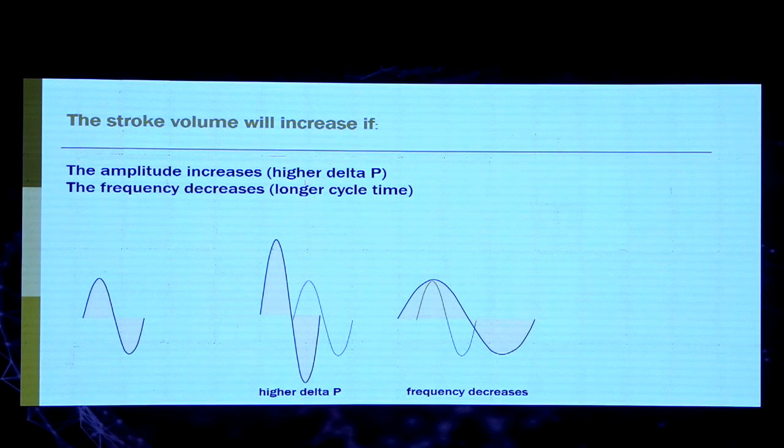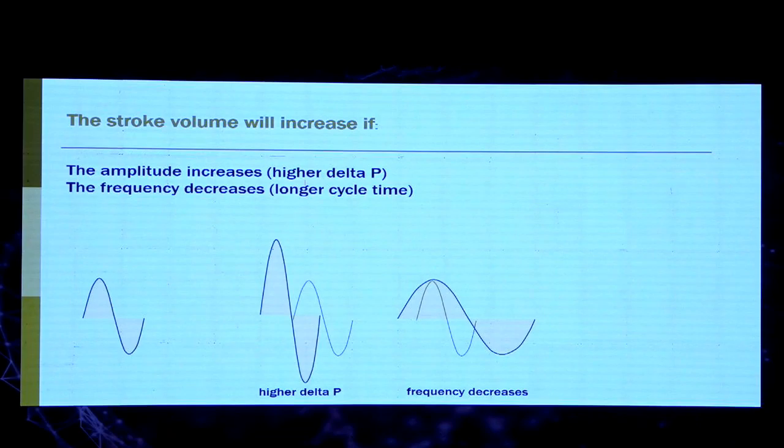As you can see here, this is the wave. These are the volumes underneath the curve. You can increase the volume by increasing delta P, so that washes out more carbon dioxide. But if you decrease the frequency, you allow for more time, and that gives you more volume. So decreasing the frequency will result in more tidal volume and washout of carbon dioxide.